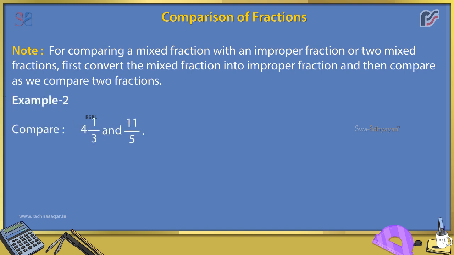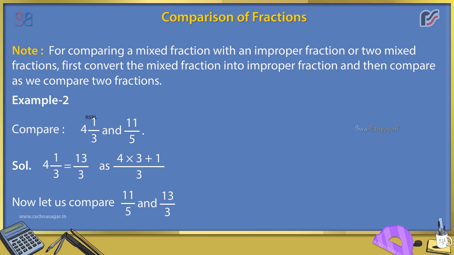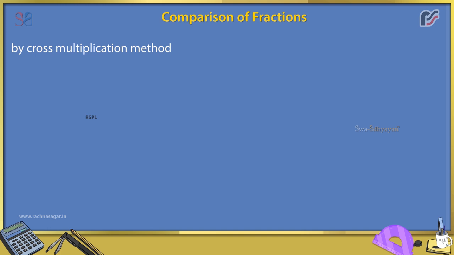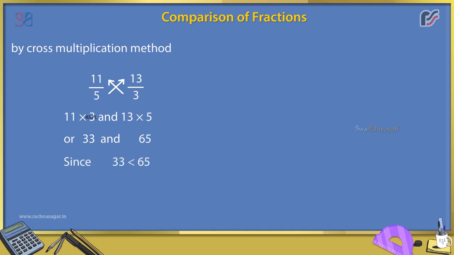Example 2. Compare 4 and 1/3 and 11/5. Solution: 4 and 1/3 is equal to 13/3, as 4 into 3 plus 1 by 3. Now let us compare 11/5 and 13/3. By cross multiplication method, 11 into 3 and 13 into 5, or 33 and 65. Since 33 is less than 65, 11/5 is less than 13/3, or 11/5 is less than 4 and 1/3.